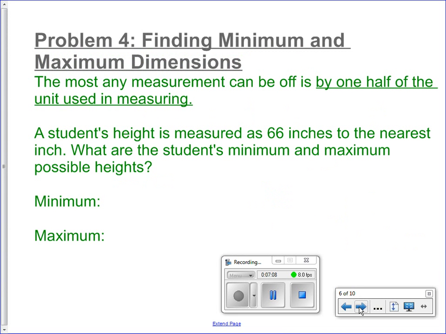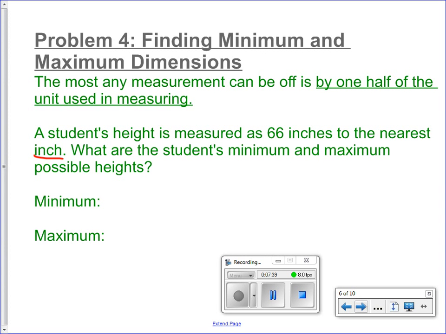All right, problem 4, finding minimum and maximum dimensions. The most any measurement can be off is by 1/2 of the unit used in measuring. So we have a student's height measured as 66 inches to the nearest inch. Inch is our unit of measurement. What are the student's minimum and maximum possible heights?